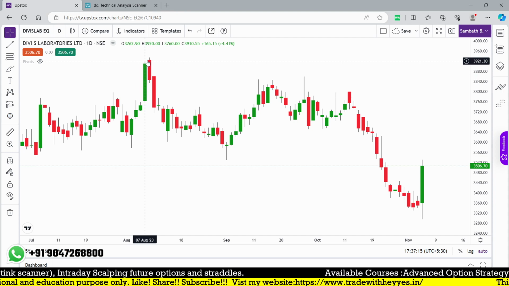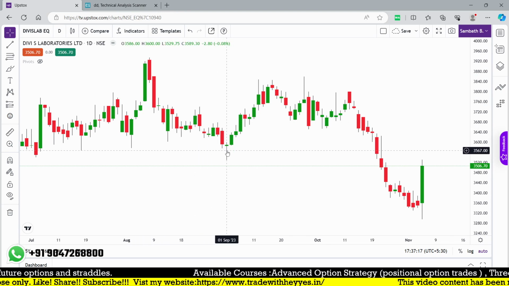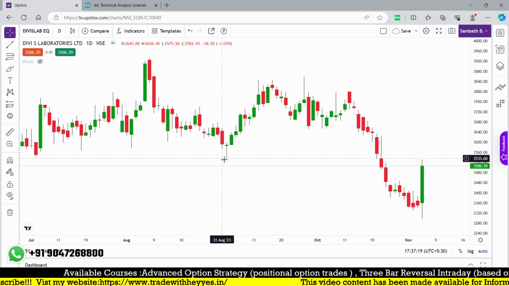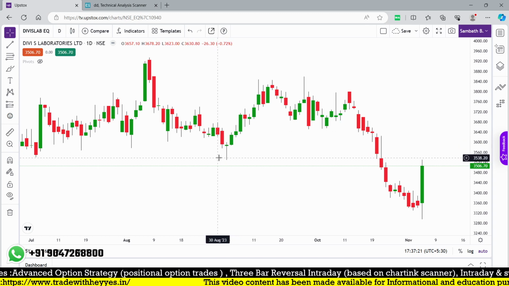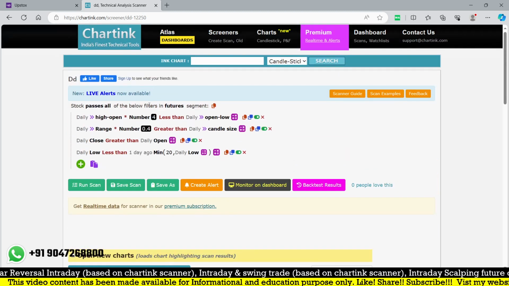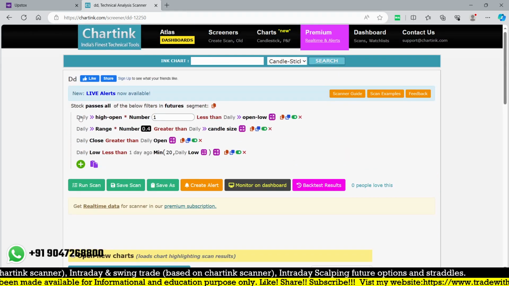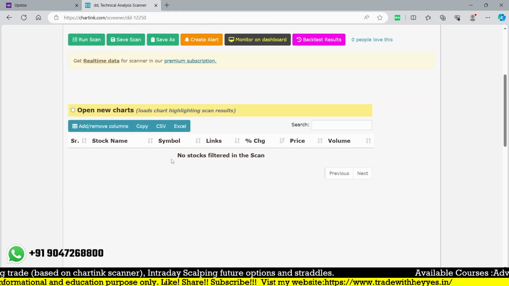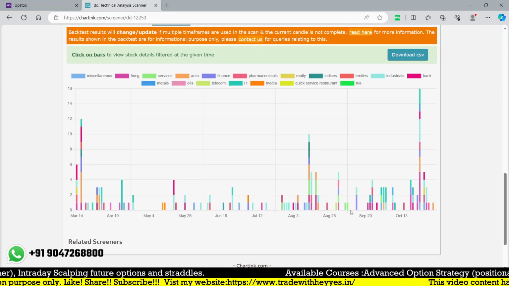Here you can see it keeps on moving lower, and we found that 1st September is the swing trading lower point by using the scanner. So you can decrease the number, and we get many stocks. We will run the scan and we will find many stocks.